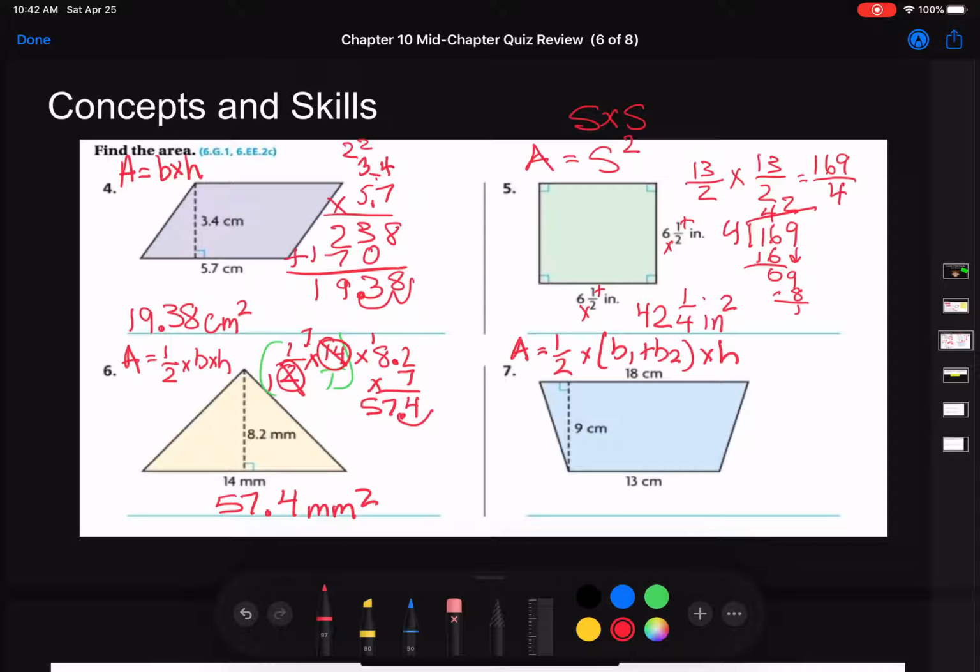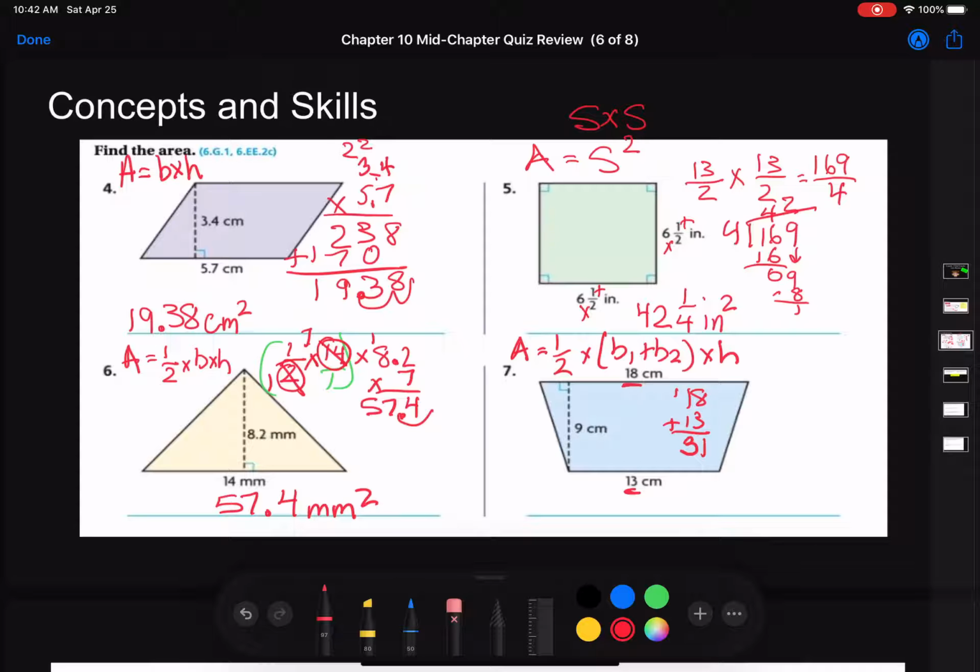Okay, so here's your formula. Now 18 is a base and 13 is a base. So right away, you want to add up your 2 bases. That's the first thing you want to do when you're dealing with a trapezoid. So that's going to be, what are we going to get? We're going to get 31.